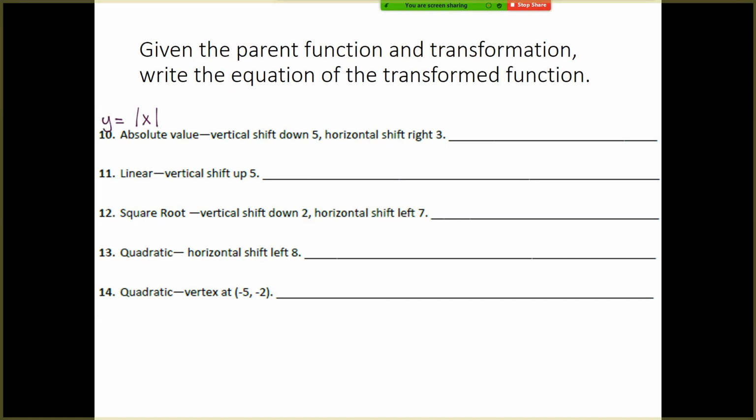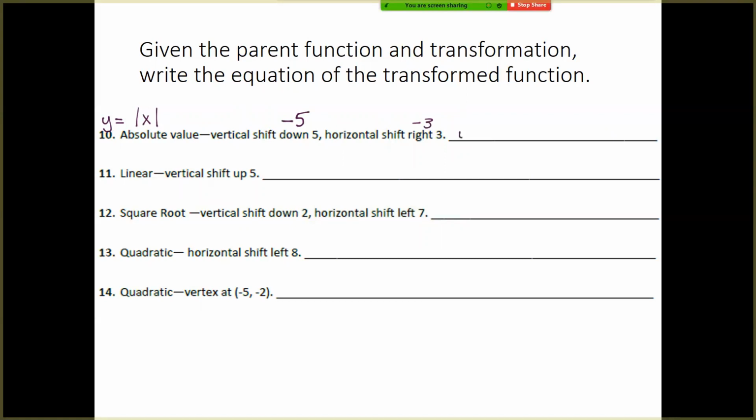And then I need to make 2 shifts. I need a vertical shift down 5. Since it's moving down, I know it's going to be a -5. And then a horizontal shift to the right 3. Remember, horizontal is the one that goes opposite. So somewhere in my problem, I need to have a -3 to move me to the right 3.